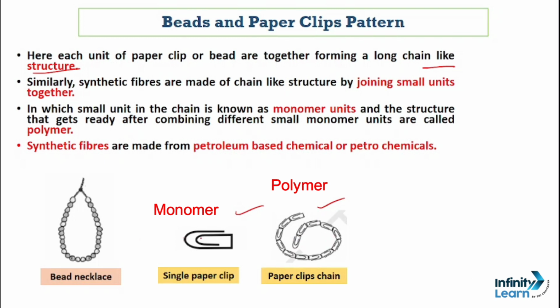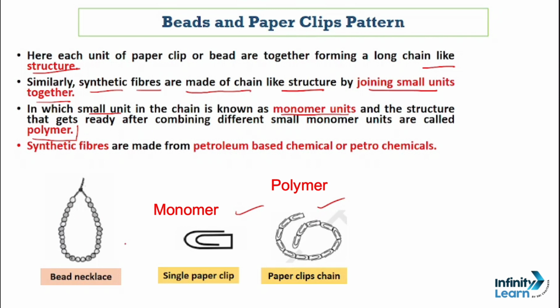So by this diagram what we got to see here, actually they are showing us the pattern of synthetic fiber, as there are small beads or single different paper clips forming a long chain like structure. Similarly, in synthetic fibers, they are also made of chain-like structure by joining small units together. But in that case, these small units are mainly known as monomer units, and by joining these small monomer units, we get a structure that is known as polymer. So I hope friends you got my point here.